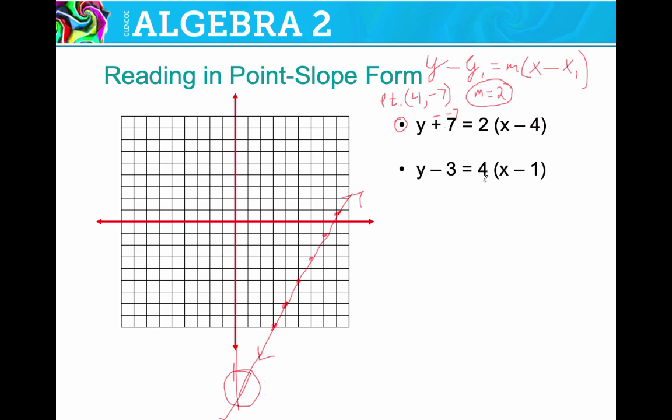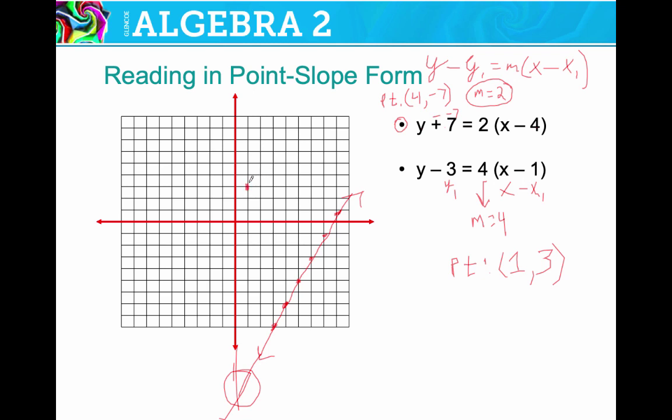If we graph this one now, it's pretty easy to see. The m is equal to 4, and then the point: taking the place of the x1 is going to be positive 1, and taking the place of the y1 is 3. So you've got to watch out for those negatives. That's probably the one thing that can be a little bit tricky. They can trick you sometimes. Don't get tricked. And I go 1 right, 3 up.